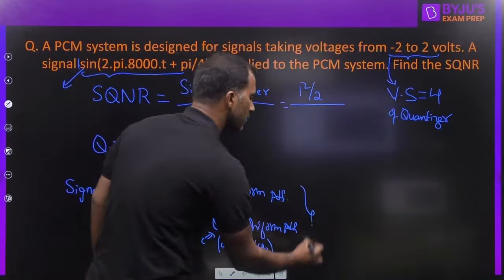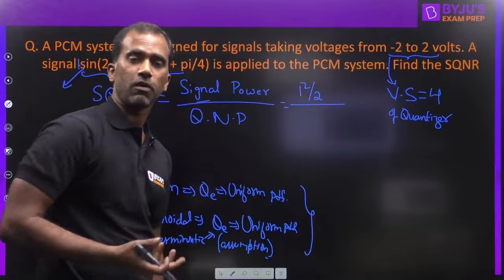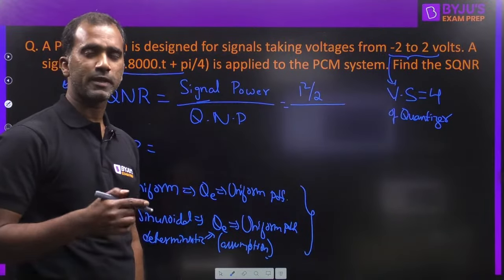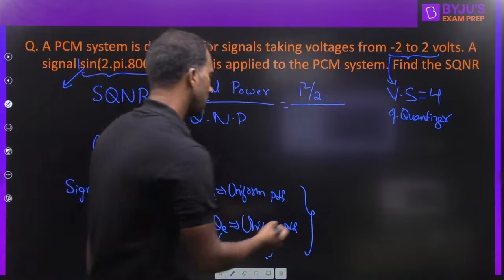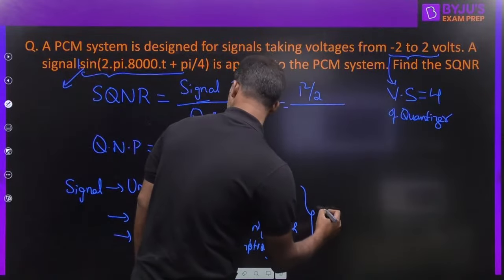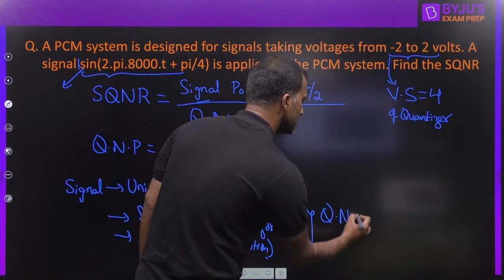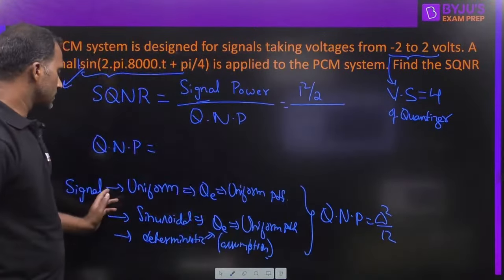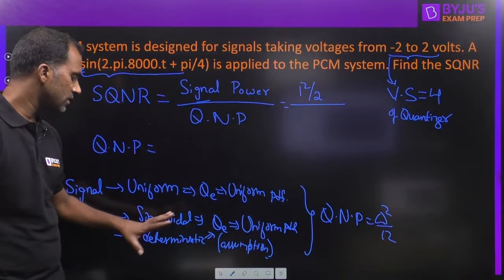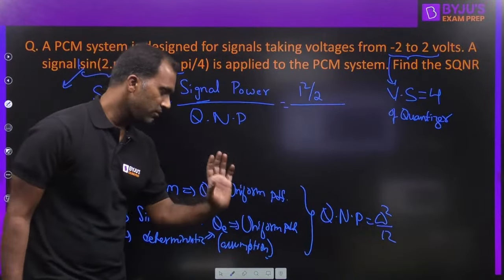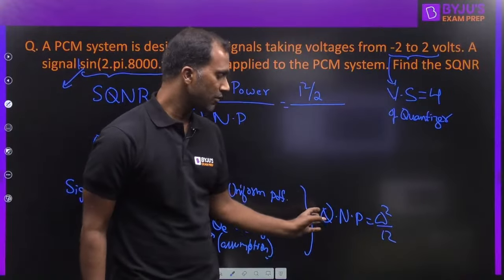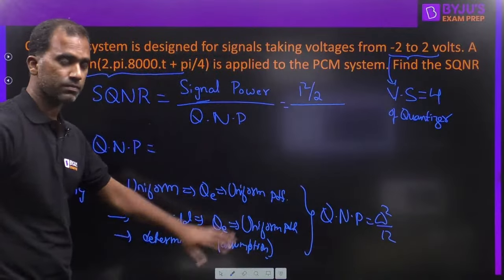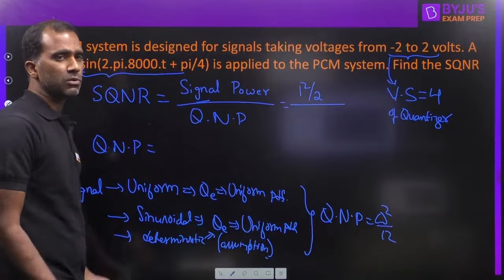What if the quantization error is having a uniform PDF? We have derived a formula for quantization noise power. When the quantization error has a uniform PDF, the expectation of QE square can be easily found, and under these assumptions the quantization noise power formula is Δ²/12. See this one? When the signal has a uniform PDF, or is sinusoidal or deterministic, you can assume the quantization error is uniform. And whenever the quantization error has a uniform PDF, the quantization noise power will be Δ²/12. You can always use this under these conditions. If it is different, then you have to go with the basics.